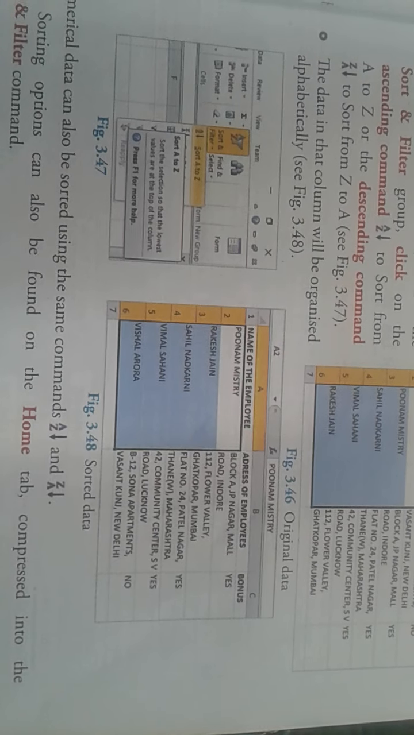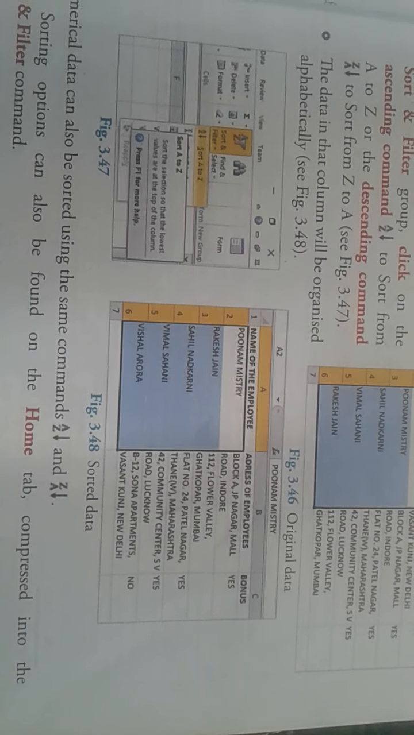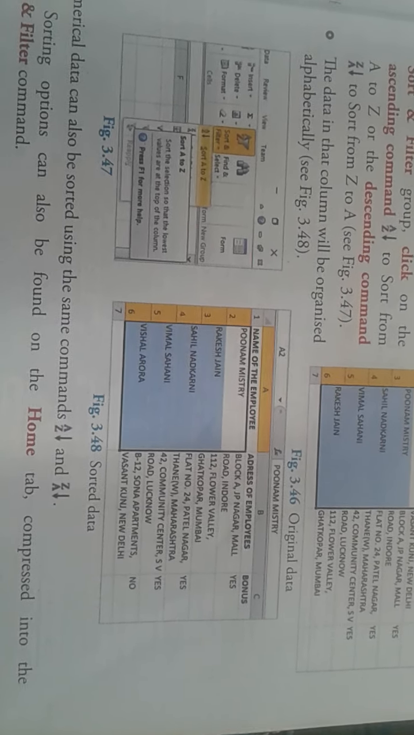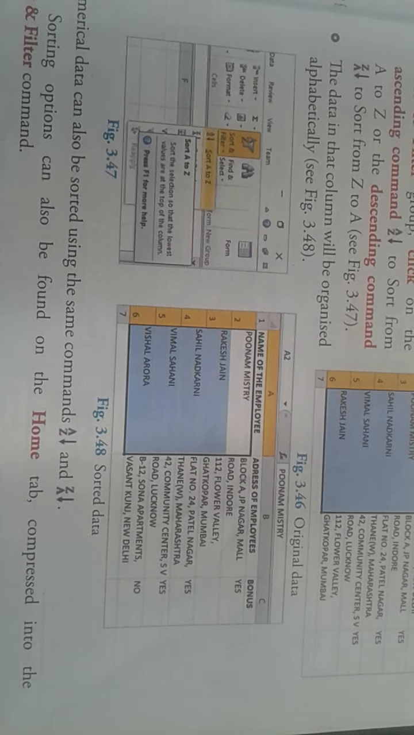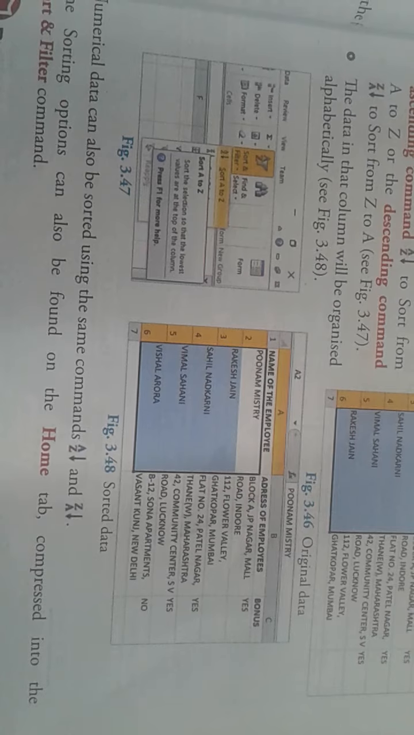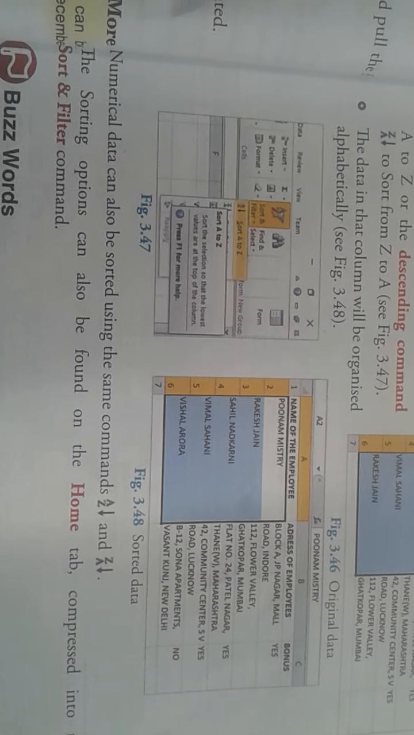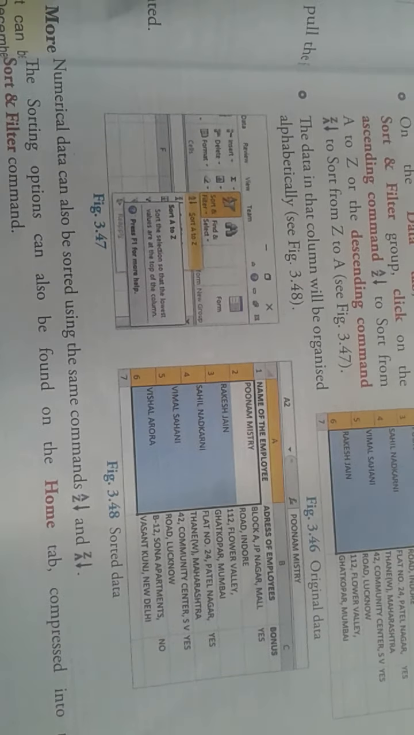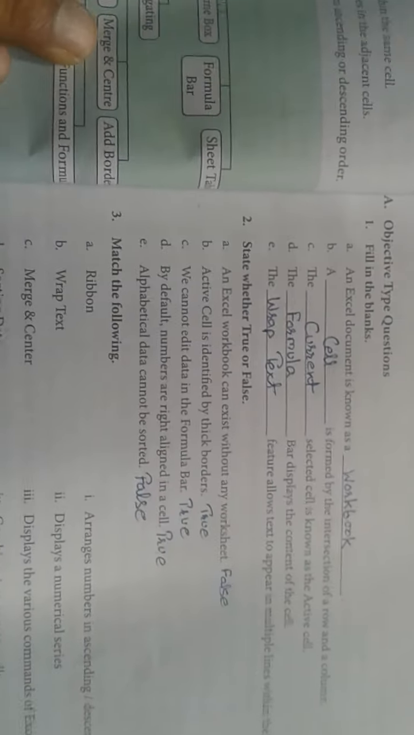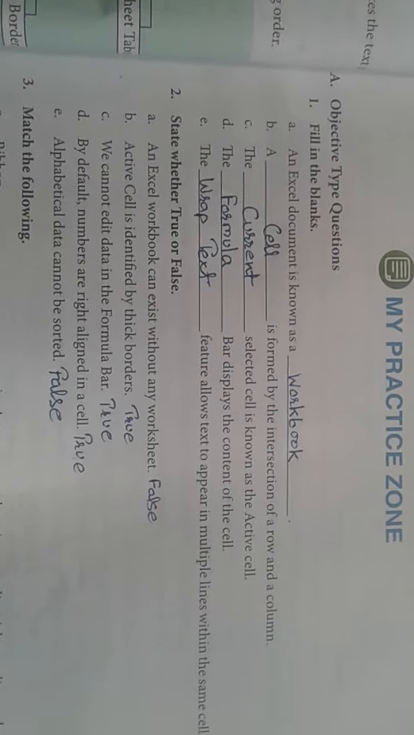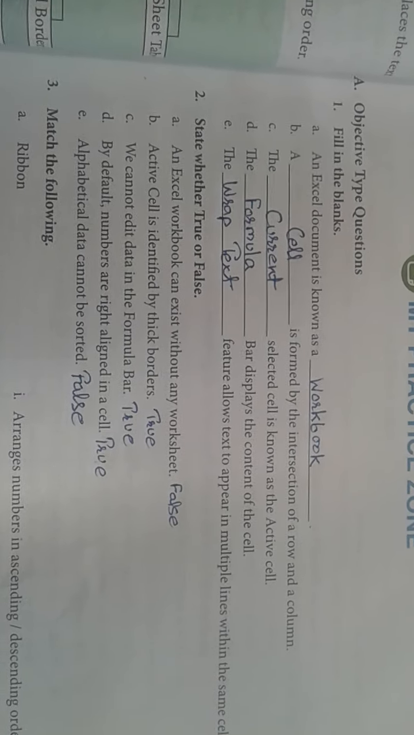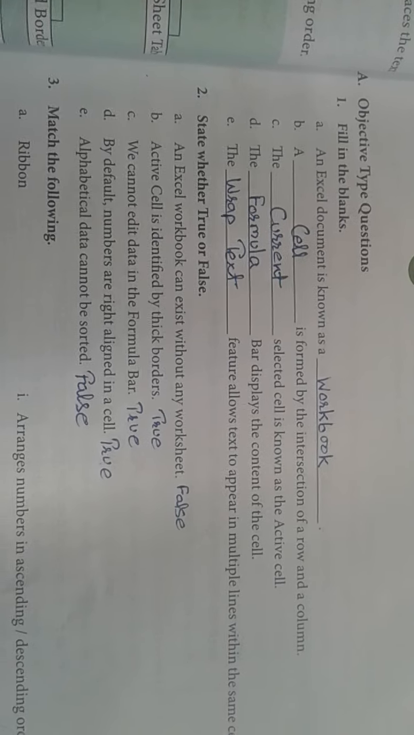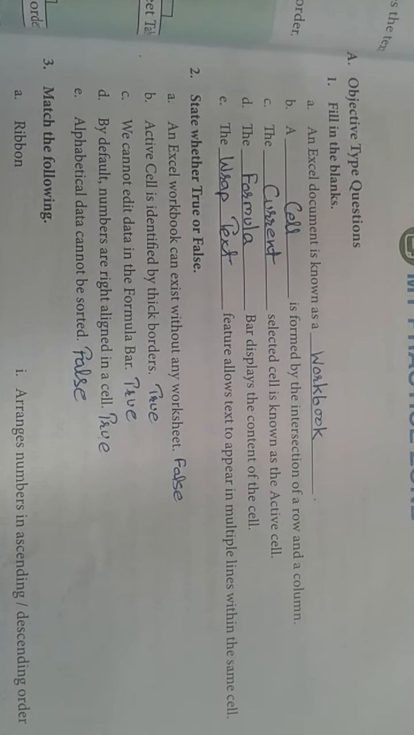Rows, these are groups of cells placed horizontally. Columns, these are groups of cells placed vertically. Active cell, this is the currently selected cell. And cell range, it is a group of cells. So I am sending you the definitions as well, which you need to note down in your copies, and the fill in the blanks and true false also, which you need to note down in your classwork copies of computer.